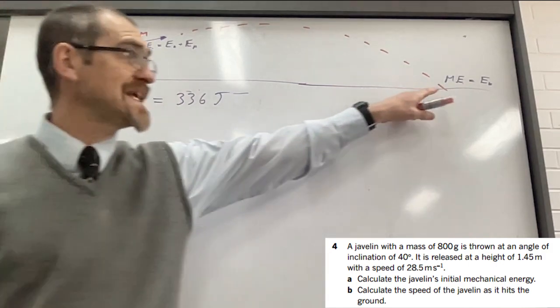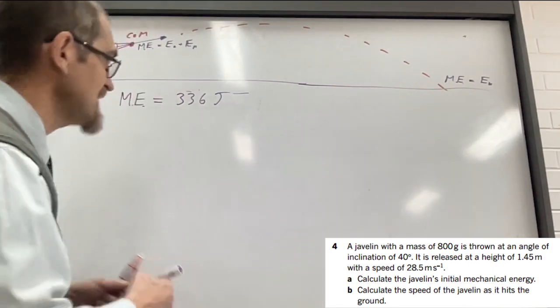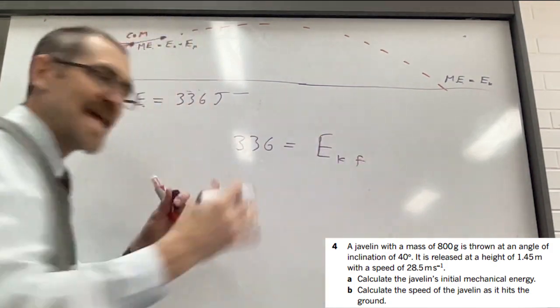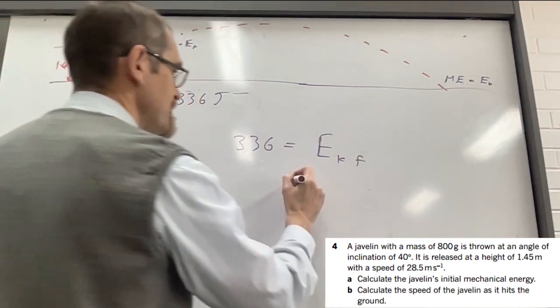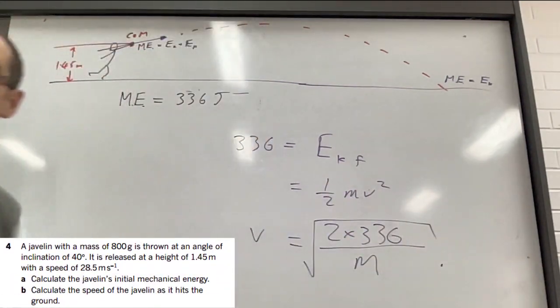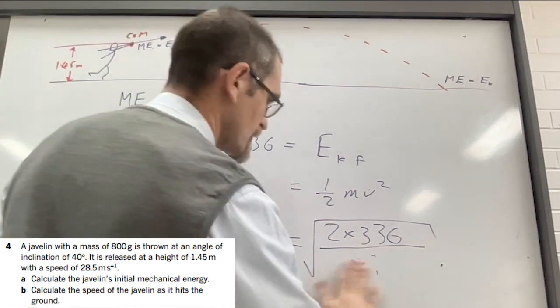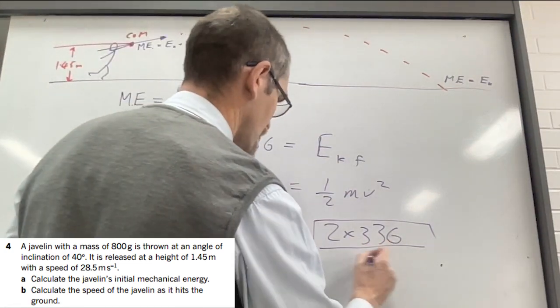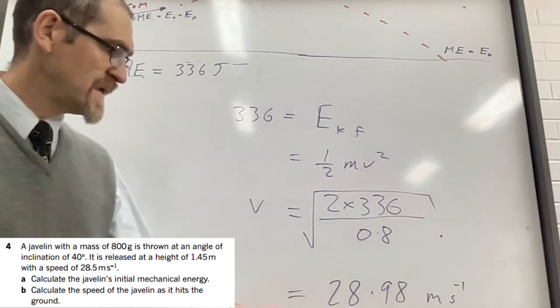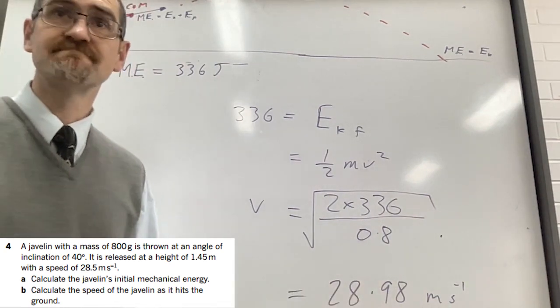So to know the velocity as it hits the ground, we just say, so that EK final, okay? Do you get the idea? And so the answer there, 28.98 meters per second.